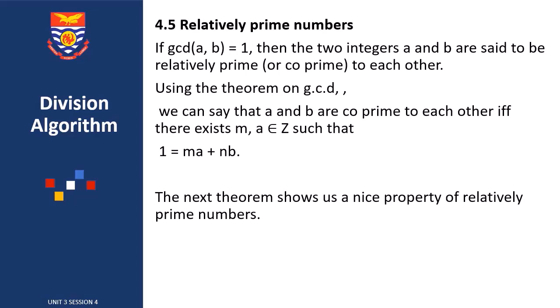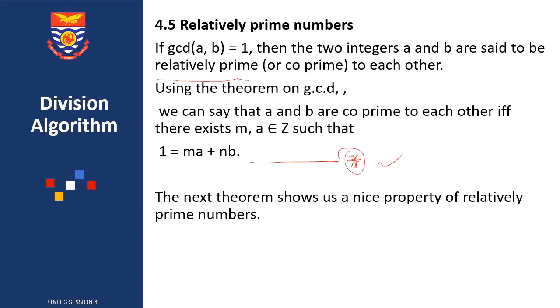Relatively prime numbers. If gcd(a, b) = 1, then the two integers a and b are said to be relatively prime or co-prime to each other. Once their GCD is 1, they are relatively prime to each other. Using the theorem on GCD, we can say that a and b are co-prime to each other if and only if there exist m, n being members of Z such that 1 = ma + nb, and this is true, and I think we've done that.